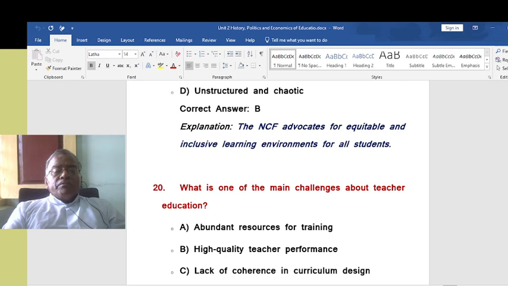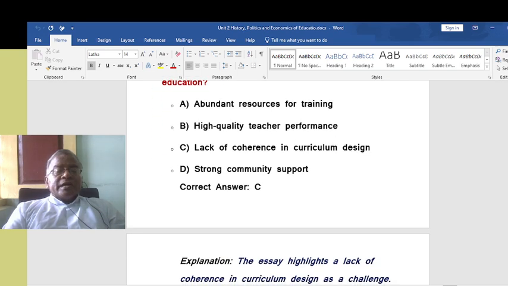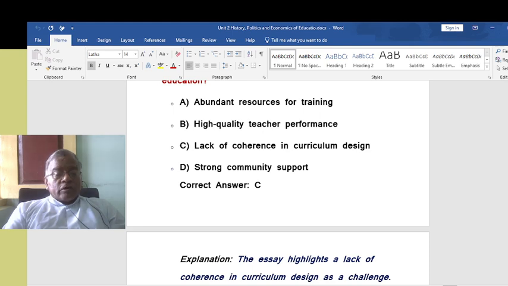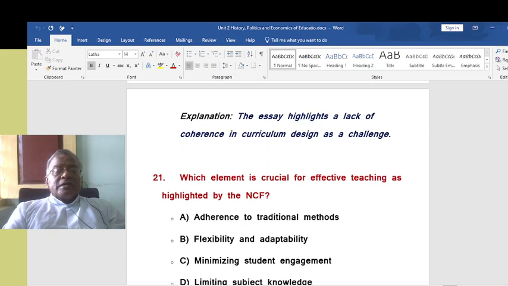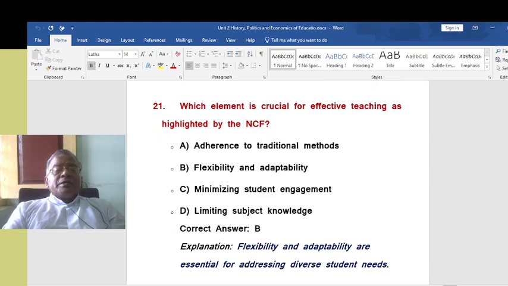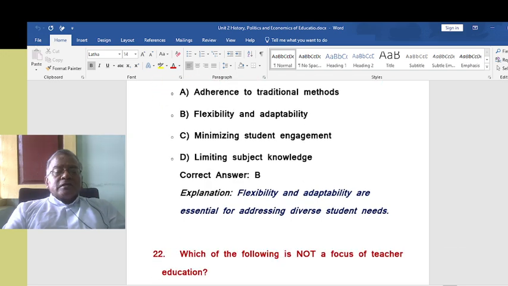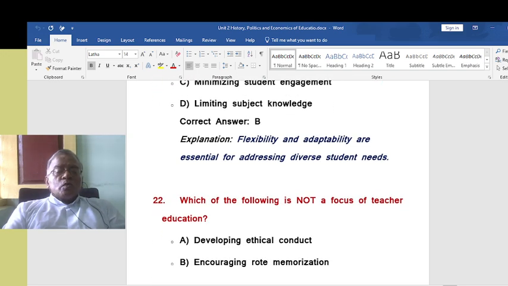Which one is the main challenge in teacher education? That is lack of coherence in curriculum design. So this highlights the lack of coherence in curriculum design as a challenge. Which element is crucial for effective teaching as highlighted by the NCF? Flexibility and adaptability. Flexibility and adaptability are essential for addressing diverse student needs.